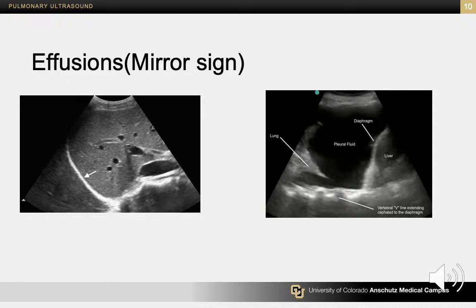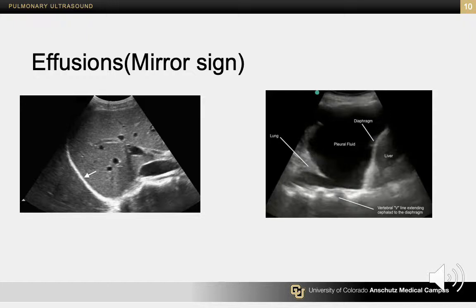Okay, so we're looking at mirror sign here. If we look at the left-hand image, what you're seeing to the right of the screen, that's the liver. You're seeing diaphragm here where the white arrow is, that bright white sort of curved structure. And then to the left of the diaphragm, you're seeing what looks a lot like liver on the other side of the diaphragm.